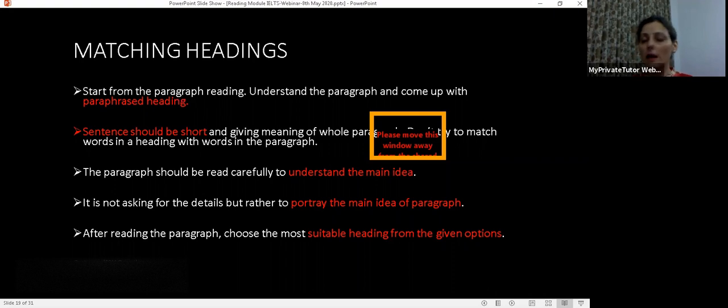If in one go you can't understand it, give it a second chance, go through it, then see what is the most suitable heading for that paragraph. Is it covering the main idea of the paragraph or not? It is not asking for the details, but rather to portray the main idea of the paragraph. After reading the paragraph, choose the most suitable one from the given options, as I have already explained. You have to be very particular, very exact and very careful regarding the main idea of the passage.